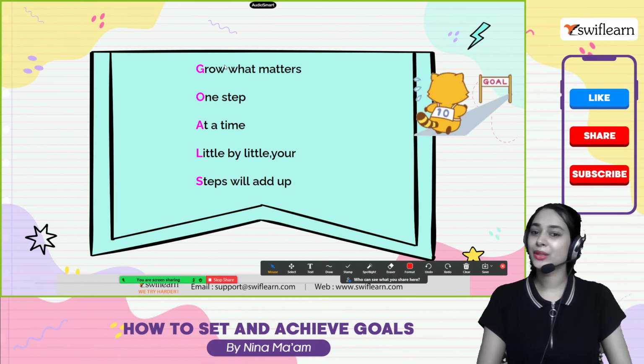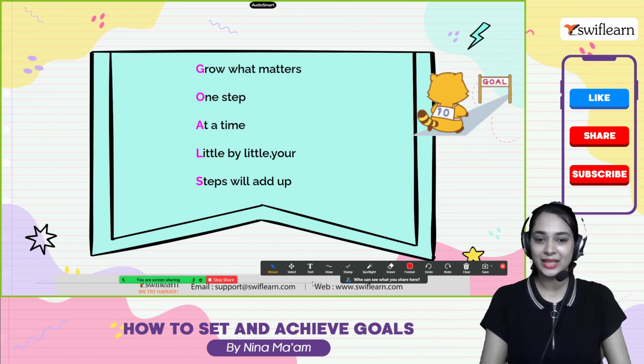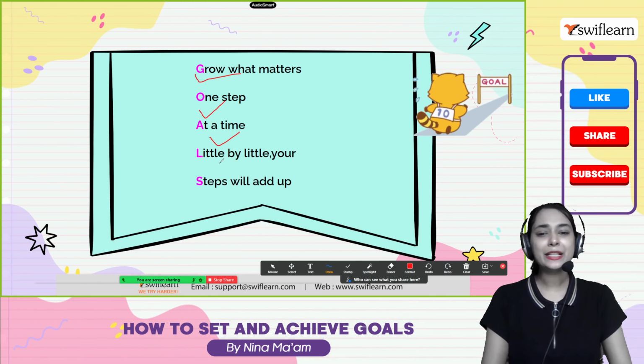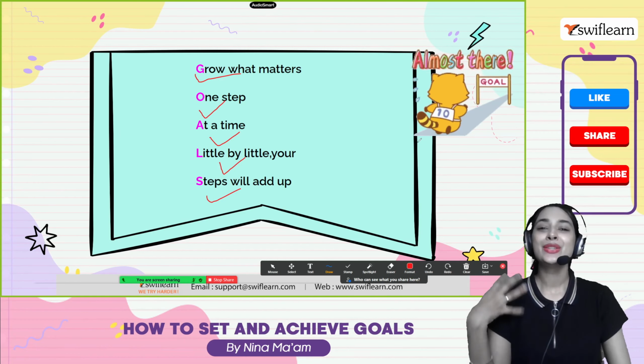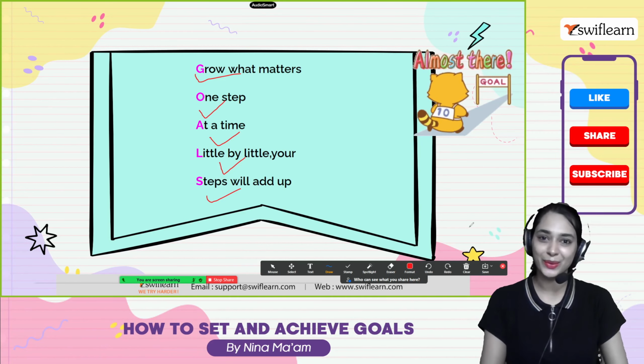So look at the goals. What is a goal? Goal means grow what matters one step at a time. Little by little, your steps will add up. So you're almost there. Okay, try hard, you can achieve your goal.